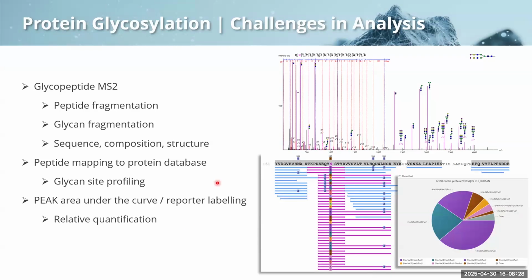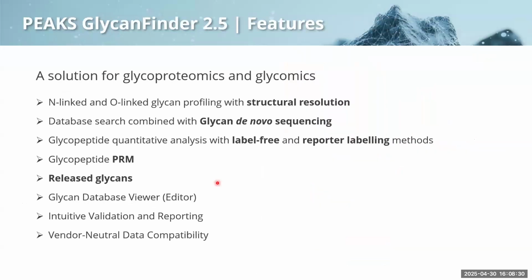And so these are the type of data analysis that Peak's GlycanFinder aims to provide a solution for. Traditionally, the GlycanFinder software was specifically for glycoproteomics, so glycans that are attached to the peptide sequence. But we've recently moved more into glycomics as well with our release glycan workflow that is new in this version.